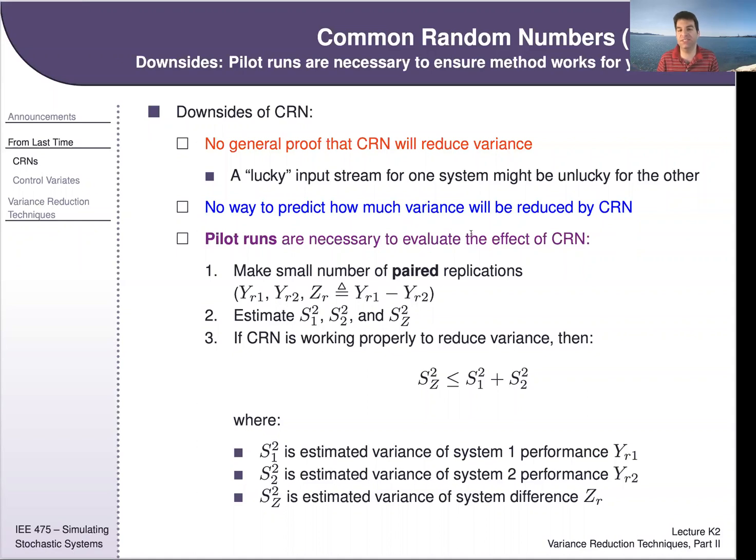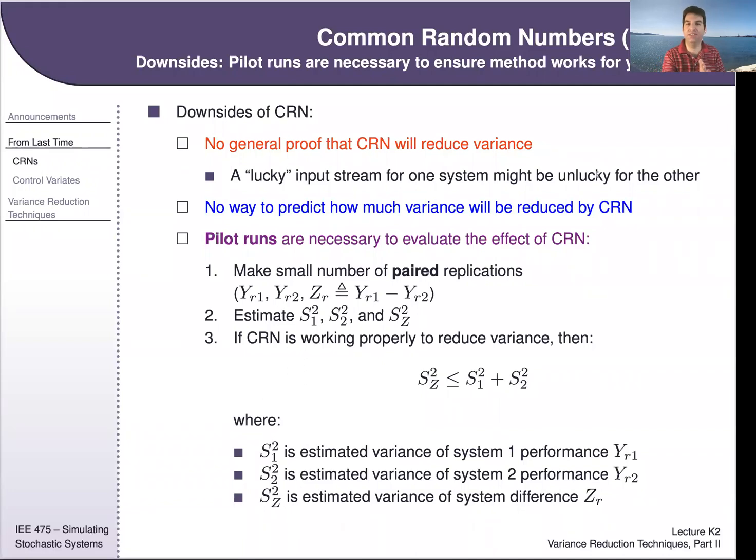So what do you do to see if CRN works? Well, you can do a little set of pilot runs. Just like you would do pilot runs in a power analysis or pilot runs to determine how many replications you need, you can run some pilot runs where you do use CRN, and you can basically estimate how things would be if you didn't use CRN and compare them to when you do use CRN.